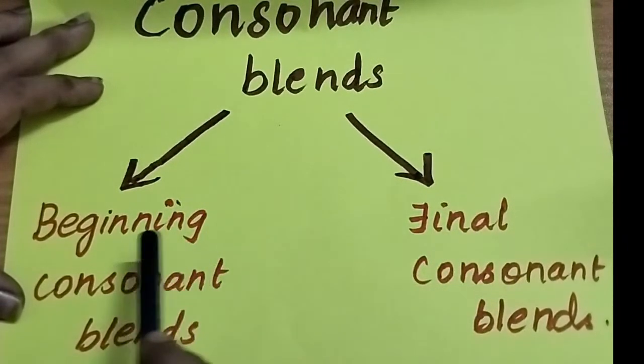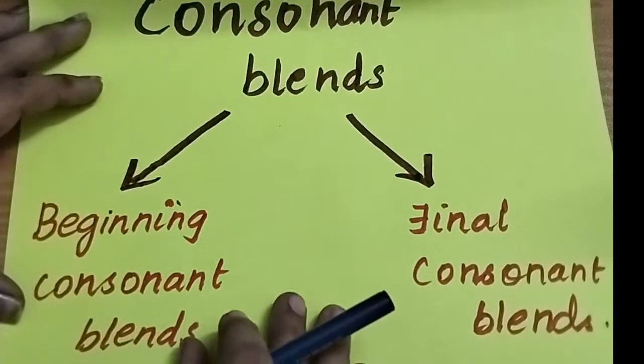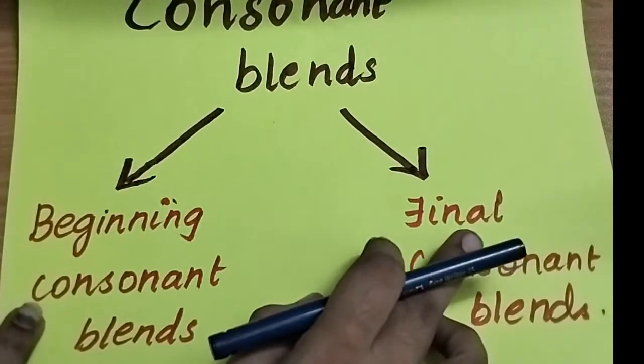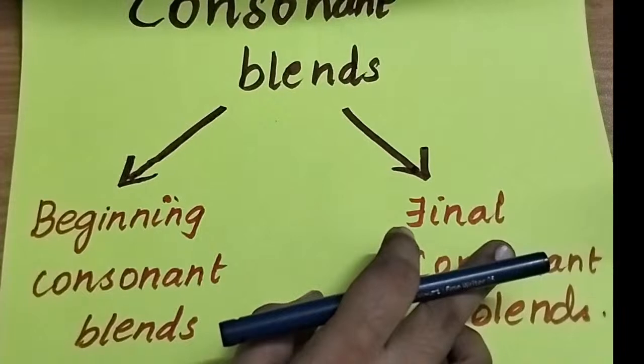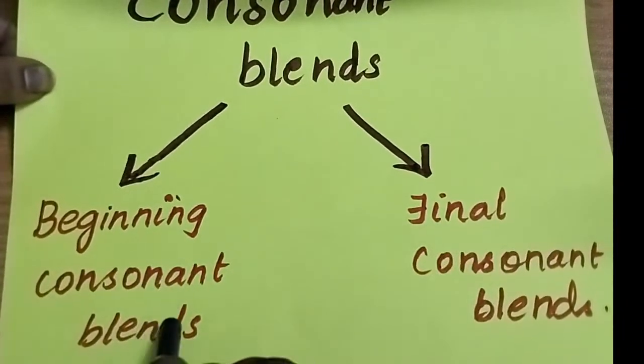First we can go with beginning consonant blends. That is, the two blending consonants will be at the beginning of a word. Final consonant blends means you will have two consonants at the end of a word. Okay, now I'll go with beginning consonant blends.